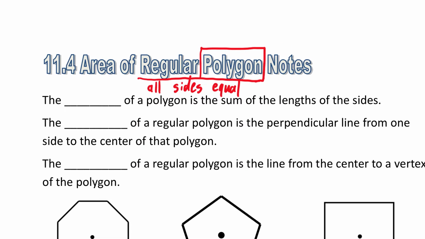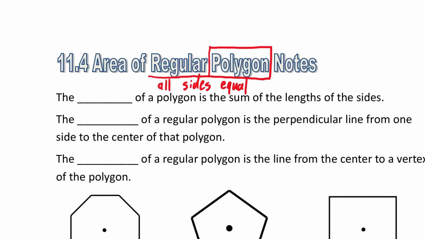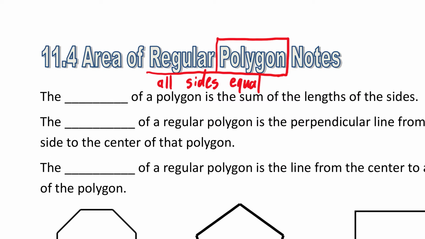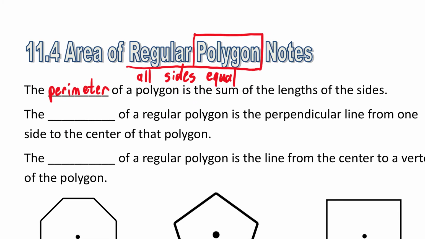Okay. The blank of a polygon is the sum of the lengths of the sides. So if you add up all the sides, what do we call that? Perimeter. Yep. The perimeter of a polygon is the sum of the lengths of the sides.